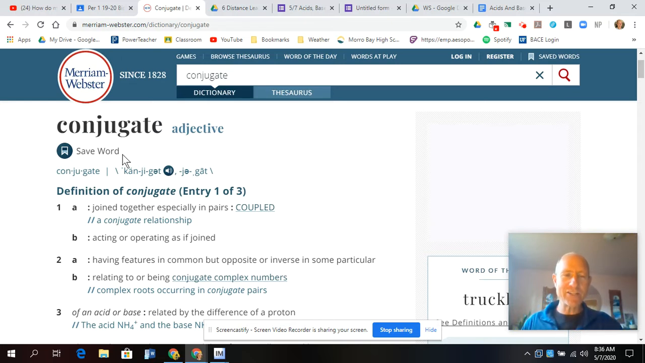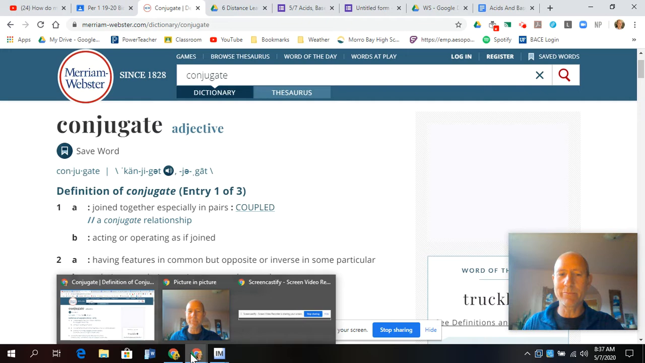Conjugate. It's an adjective, but we can kind of use it as a noun. Joined together, especially in pairs, coupled, like a conjugate relationship, acting or operating as if joined. But here's the one we really like: having features in common but opposite or inverse in some way. That's kind of what we're looking at. They have something in common, but they're opposite or inverse in some way, these acids and bases.